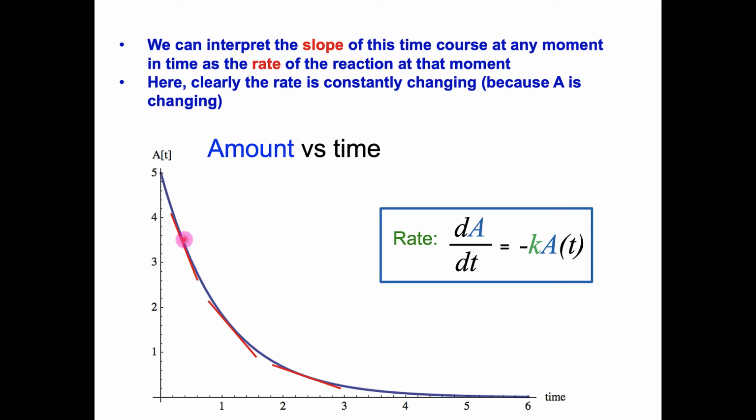Here you can see that the rate is constantly changing. It starts out negative, quite negative, because this is a negatively sloped line, and it becomes less negative as time progresses because the rate is directly proportional to the amount of A, and the amount of A decreases as time progresses. So in other words, the rate is slowing down as time progresses.